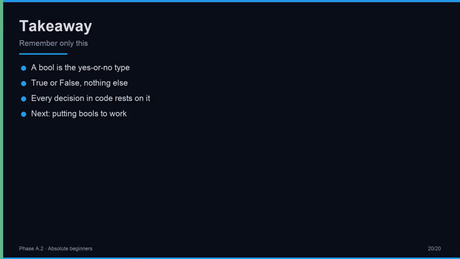The takeaway, in 1 line. A bool is the yes or no type, true or false, and every decision in code rests on it. In the next lesson we put bools to work and see how they drive conditions, the if statements that let a program choose its path. Take a breath. You just met the smallest, most powerful type in Python. Next, putting bools to work.